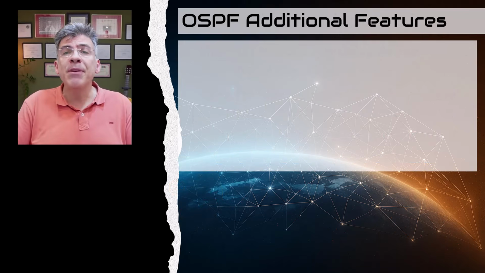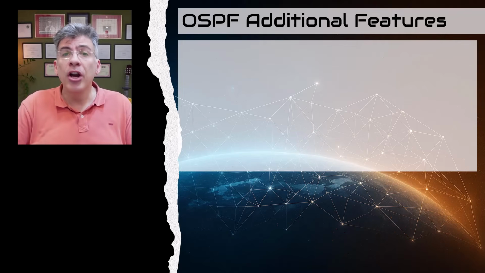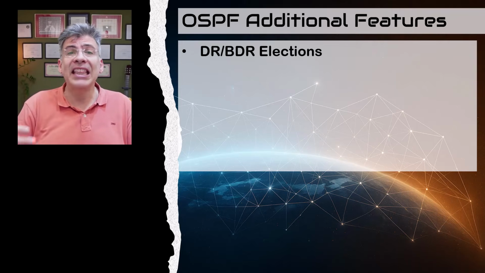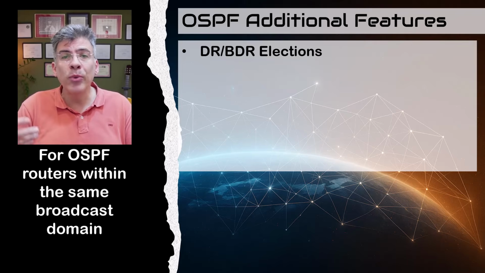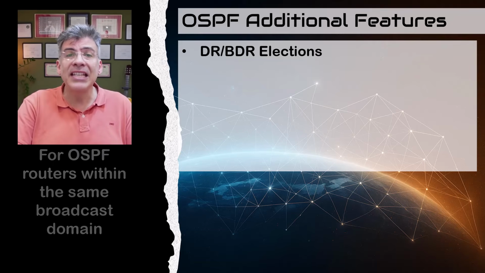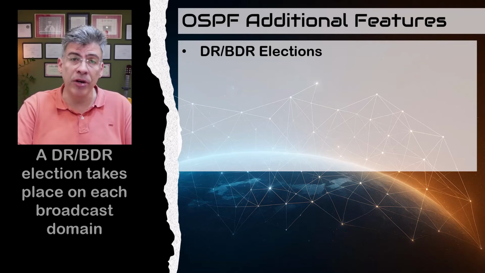Now, OSPF offers many additional features that I'll just list here and give you a brief description of. There are so many different features, and they will only become clear when we see them in action in a topology. These include things like the designated router and backup designated router elections, more succinctly known as DR-BDR elections. For multiple routers found within the same network segment, one of the routers is elected as the DR and another as the BDR. The purpose is to minimize the number of OSPF adjacencies required to make the network work, resulting in more efficient convergence and operation.